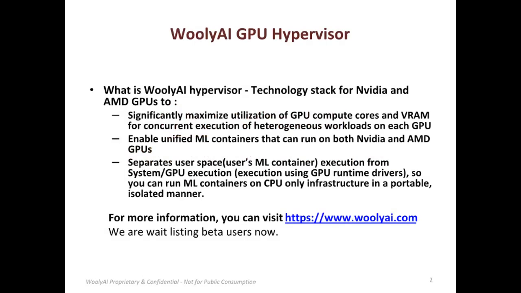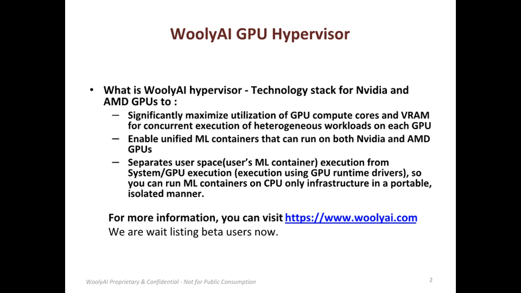WoolyAi is a GPU hypervisor we built to transform how ML workloads run on NVIDIA and AMD GPUs. It delivers three big benefits: unified containers. Run the same CUDA containers on both NVIDIA and AMD GPUs, with no code changes.